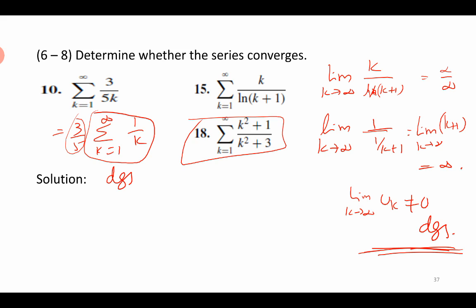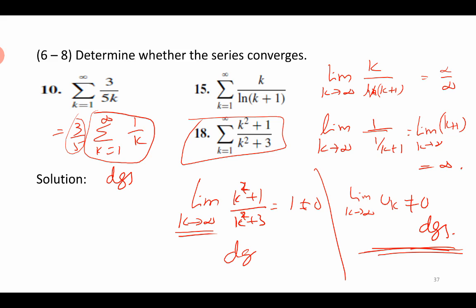Try the same here. If the limit of the kth term is non-zero, it diverges. Check this. So limit as k goes to infinity of (k square plus 1) over (k square plus ...). This is a polynomial of degree 2, both have the same degree, so the coefficient of k square is 1 by 1 when k goes to infinity. It's 1, not equal to 0, so this still diverges by the divergence theorem. That's it.